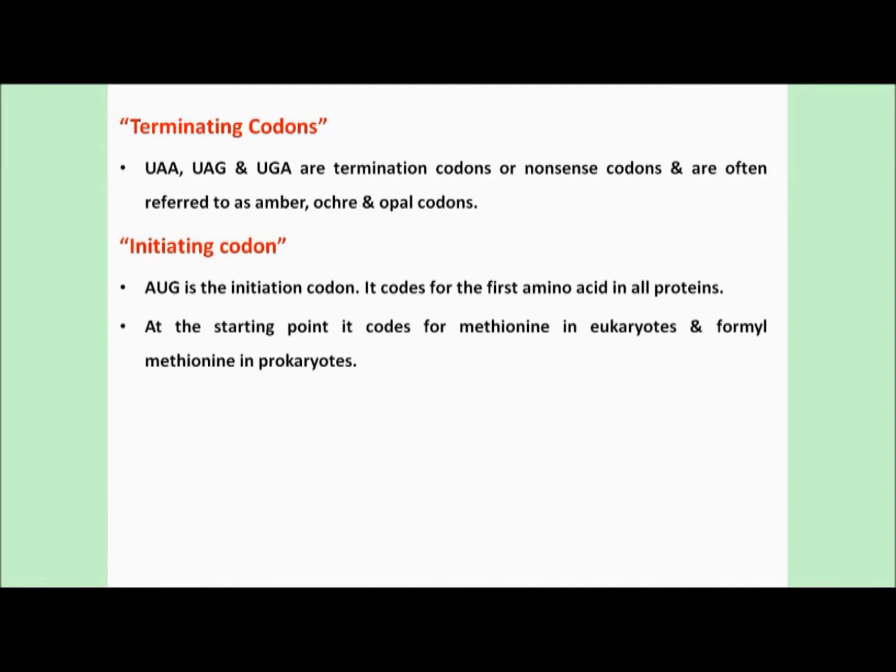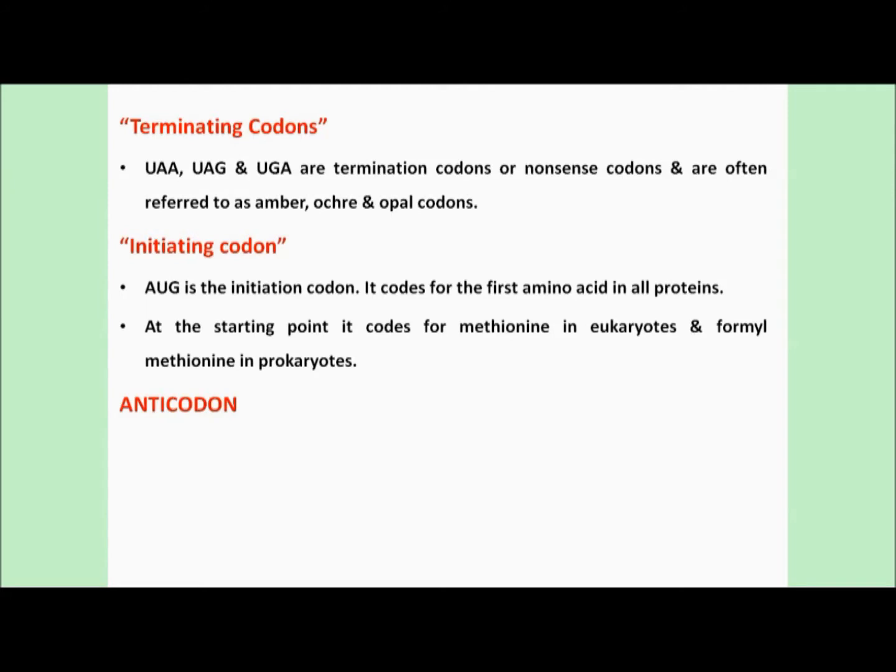At the starting point, it goes for methionine in the eukaryotes. You just remember this thing: the AUG codes for methionine in the eukaryotes, and this is the first amino acid. Whereas in the prokaryotes, it always codes for formyl methionine, not methionine. It codes for formyl methionine, which is also abbreviated as FMET.